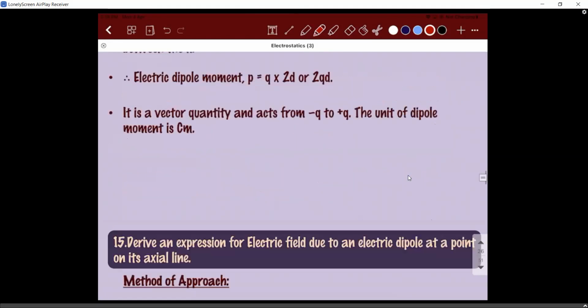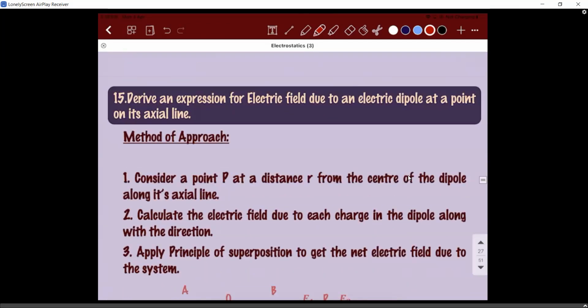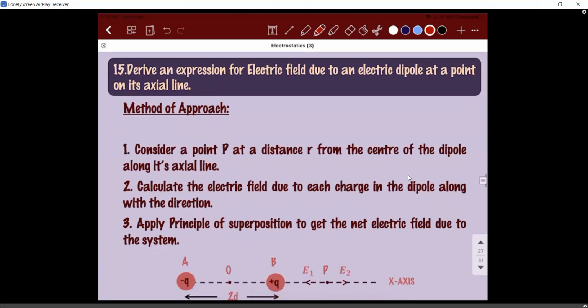Are you able to understand? Based on that, we are going to derive an expression for the electric field due to a system called an electric dipole at 2 important points. One point is called the axial point, and the second is called the equatorial point. It is not equilateral, it is called equatorial. I'll tell you what the difference is. Shall we get started?